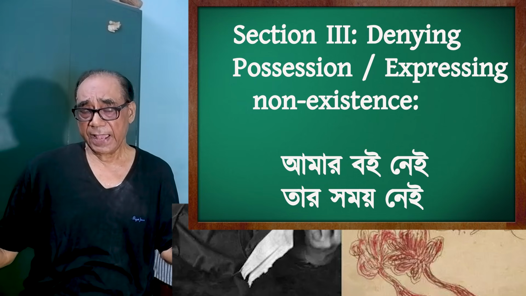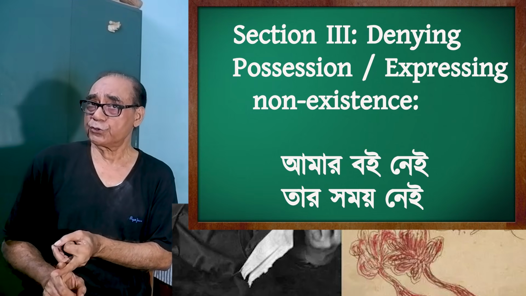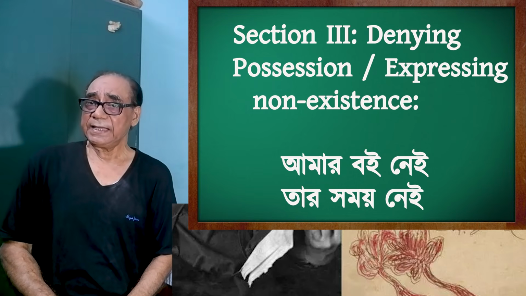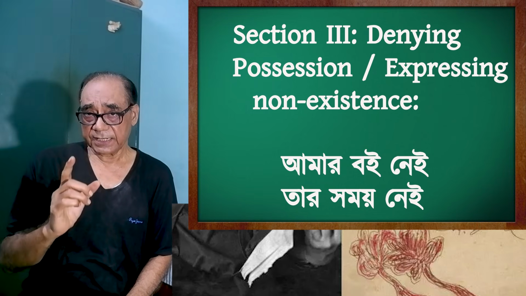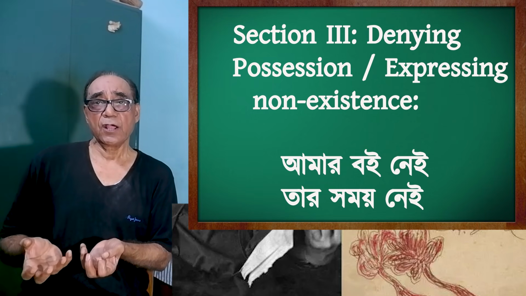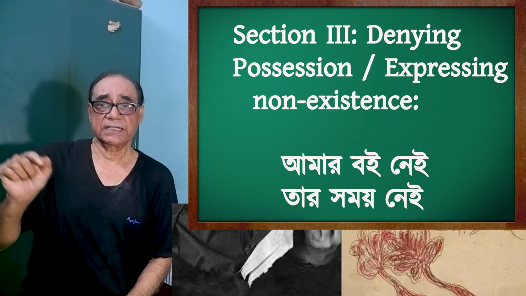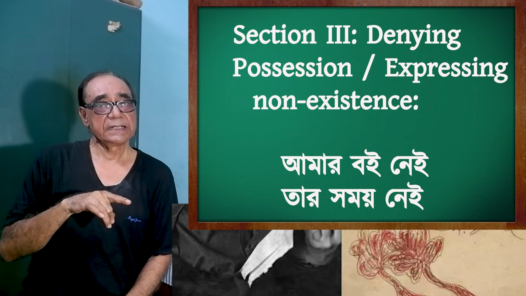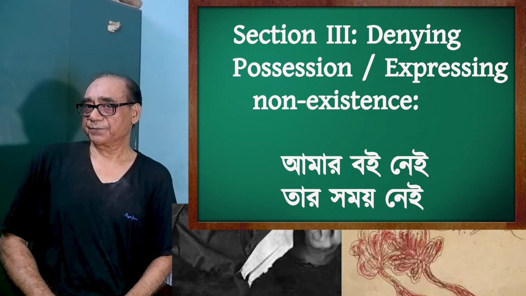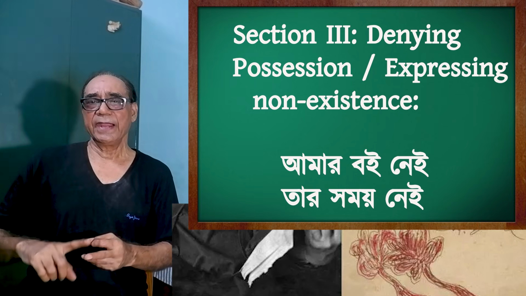Amar boi nei, I have no books, or I don't have a book. Both are possible. Amar boi nei. Tar boi nei. He has no books, or he doesn't have a book. One thing you must remember here: when you speak of lack of possession and you use this word nei as a negative tag, you have to use the possessive form of the pronoun. Amar boi nei. In English, I don't have a book. But in Bengali, it becomes my don't have a book.